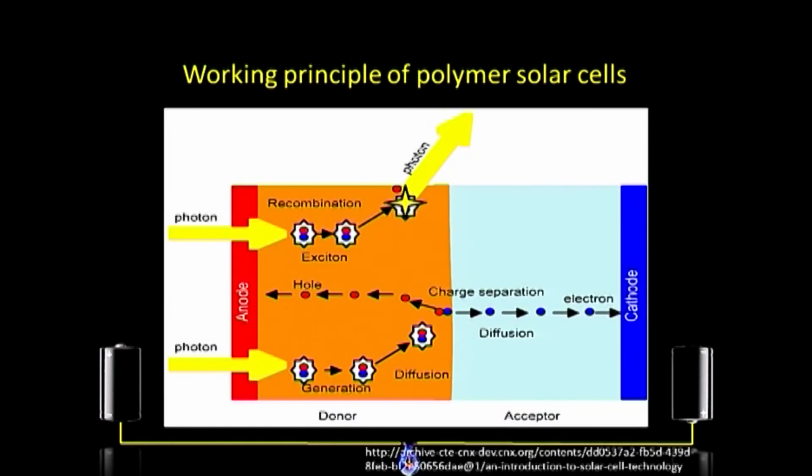As we can see in this diagram, when photons are directed at the anode, these photons force the exciton to separate into holes and electrons, and then these holes and electrons are redirected to different electrodes, that is, the anode and the cathode. As we can see in this diagram, the electrons are directed to the cathode, whereas the holes are directed to the anode, and at both the electrodes, these holes and electrons are recombined to form some energy.